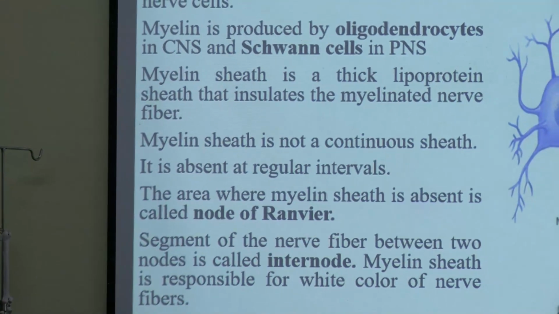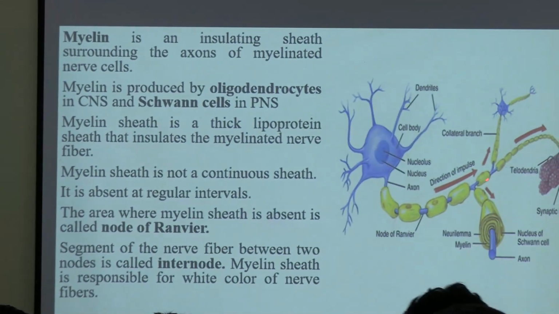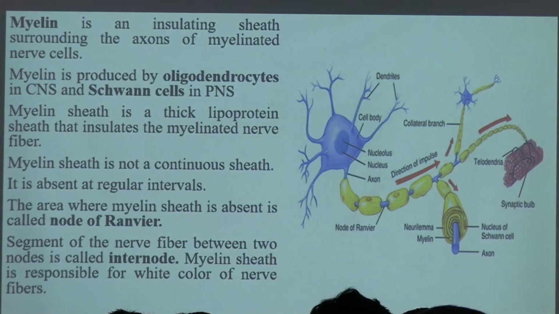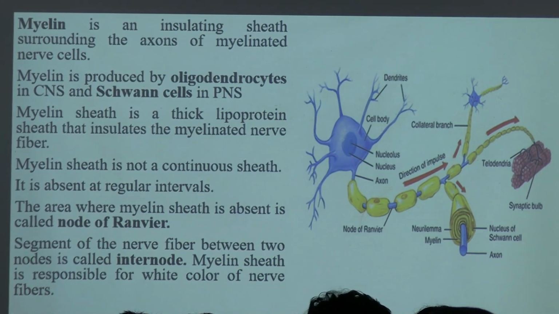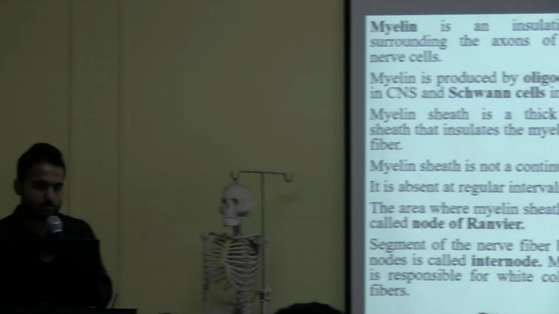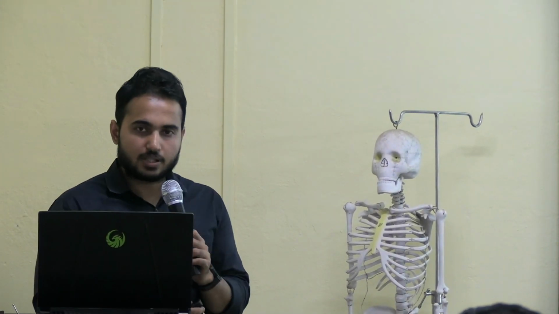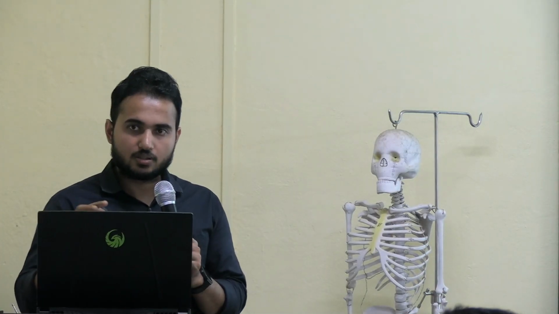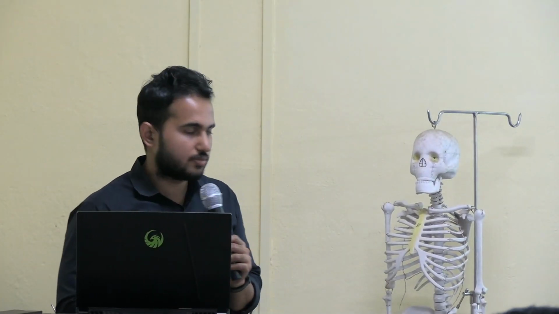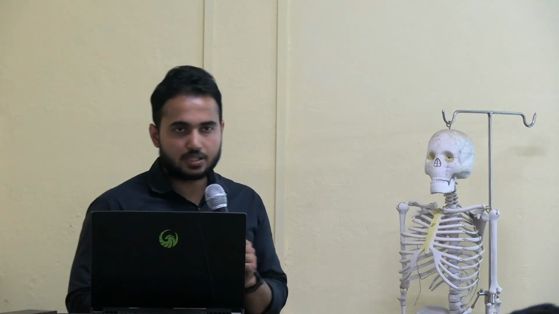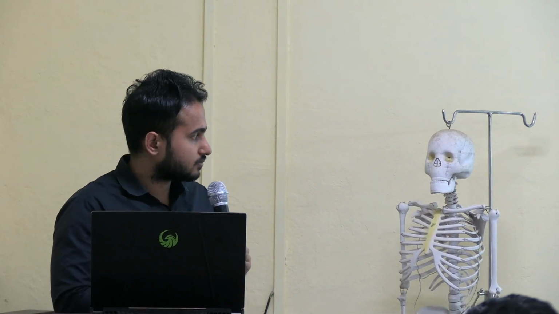Okay, now why is the insulation required? Because whenever the nerve impulse is flowing, at that time myelination is required, or else the conductivity is not smooth. Next, myelin sheath is a non-continuous sheath. Regular intervals are present, and those are called nodes of Ranvier. Already you know that. It is not continuous, there is a gap in between, and those are called nodes of Ranvier. The area where the myelin sheath is absent is called nodes of Ranvier, and the segment between two nodes is called internode, as you can see in the diagram.